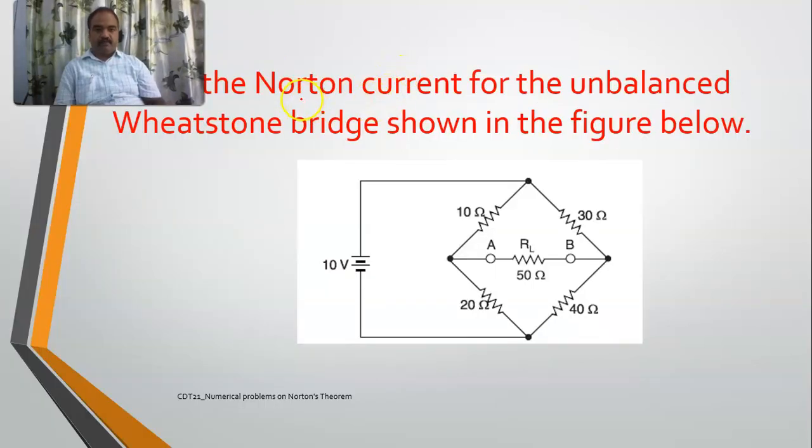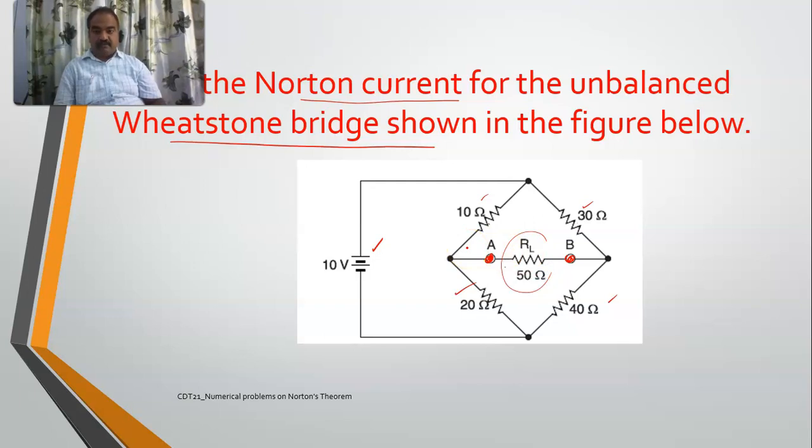Find the Norton current for the unbalanced Wheatstone bridge shown in the figure below. This type of circuit is normally called a Wheatstone bridge. It is excited by a 10 volts voltage source, and there are 4 resistances here: 10 ohms, 30 ohms, 20 ohms and 40 ohms. And here are the AB terminals, which I call the load resistance. Now you are supposed to remove this one and do your problem.